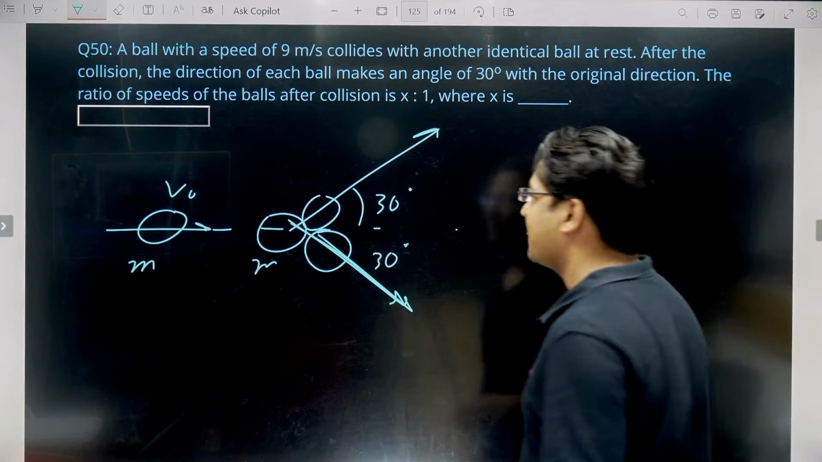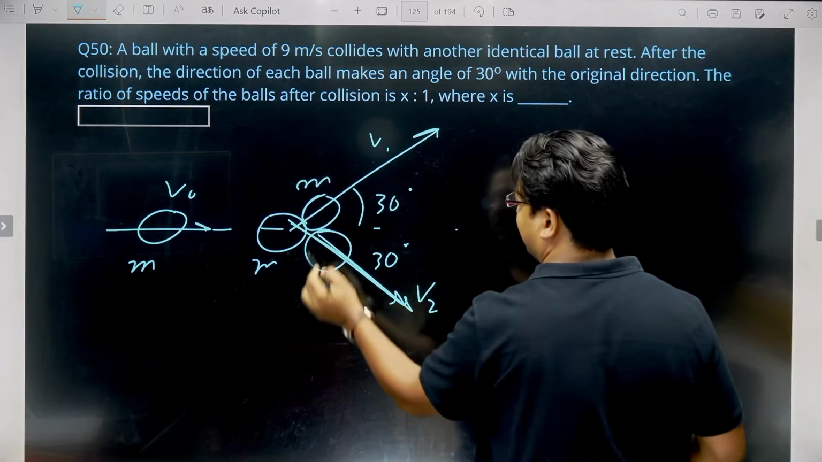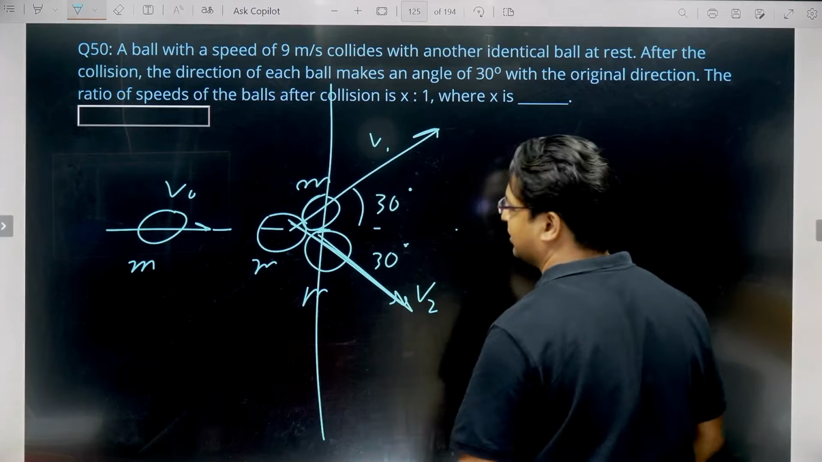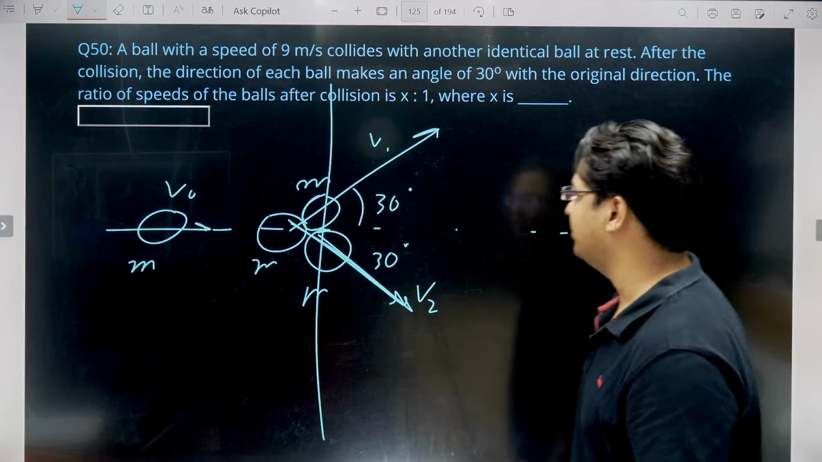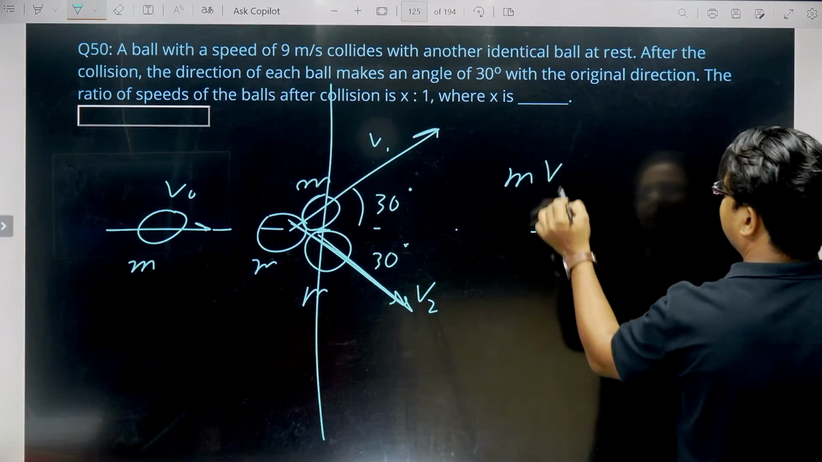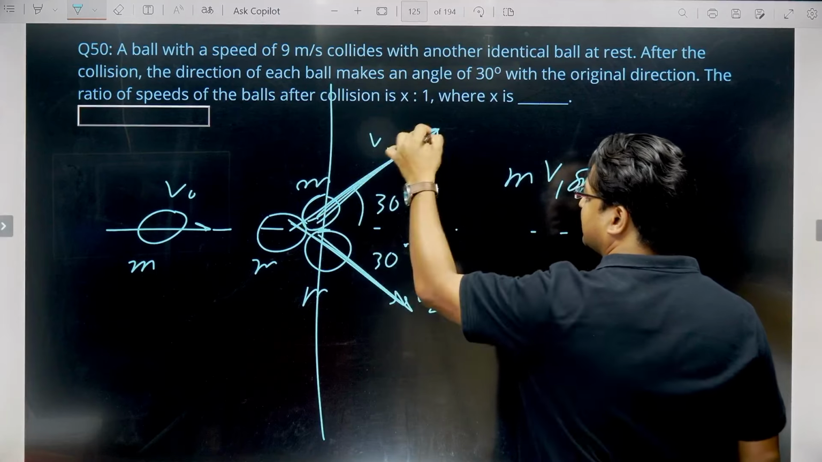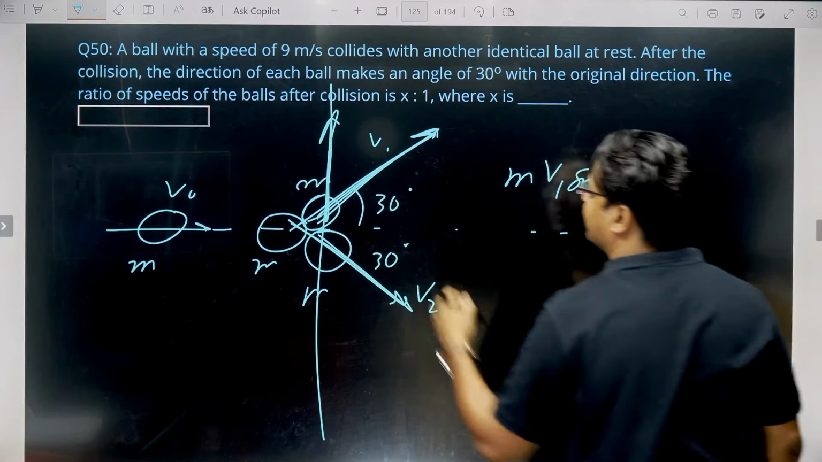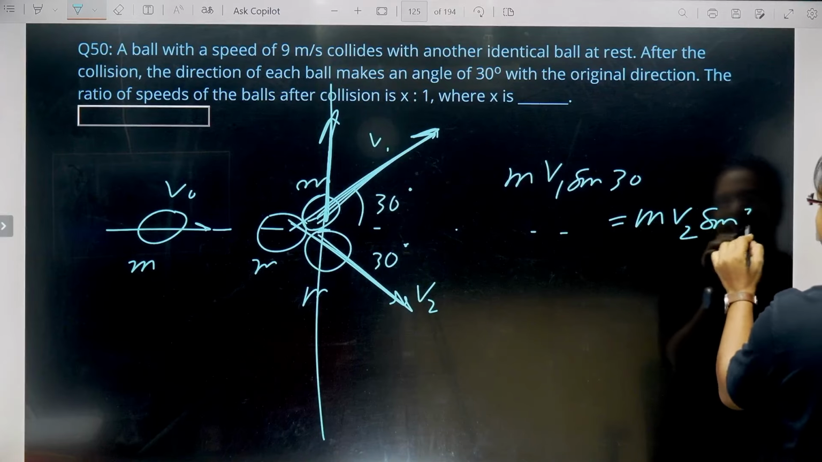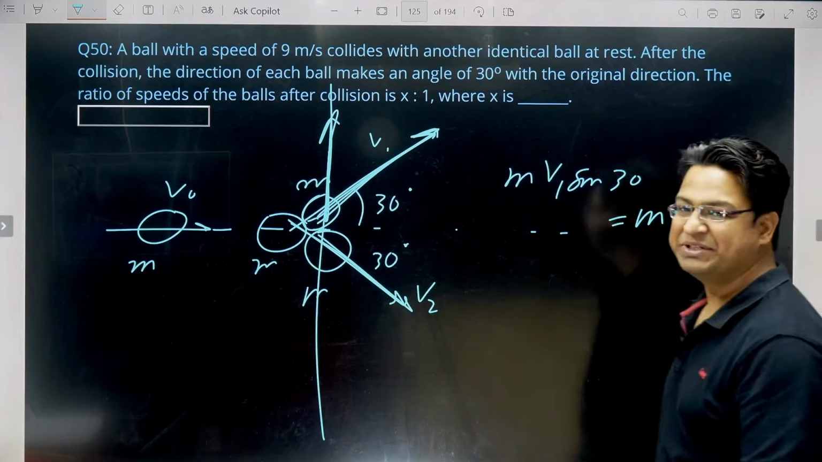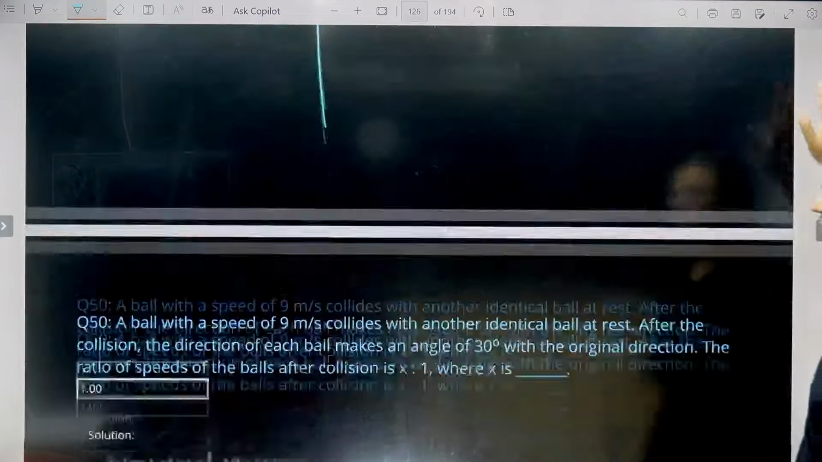Now understand this, guys. Let's say this has a speed v1, this has a speed v2, both have the same mass. There was no momentum in the direction perpendicular to the direction of v0 earlier, and finally there should not be any momentum. So we can write m v1 sine 30, that means this component. Similarly, this should be equal to m into v2 sine 30, which basically means that the speeds are equal. So the ratio would be 1:1. So the value of x will also be 1.